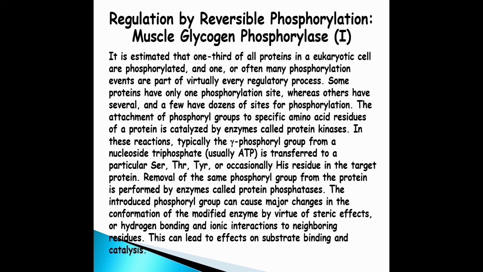The attachment of the phosphoryl group to specific amino acid residues of a protein is catalyzed by enzymes called protein kinases. In this reaction, typically the gamma phosphoryl group from a nucleoside triphosphate, usually ATP, is transferred to a particular Ser, Thr, Tyr, or occasionally His residue in the target protein. Removal of the same phosphoryl group from the protein is performed by enzymes called protein phosphatases.